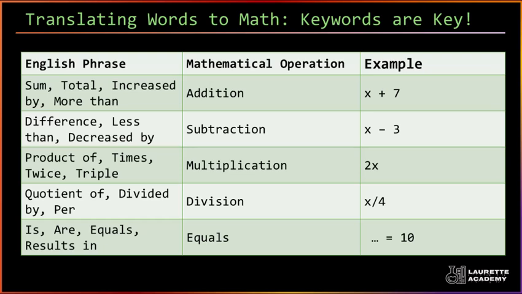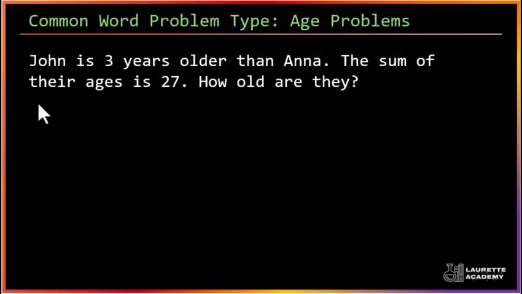Recognizing these patterns will make you so much more confident when you are staring down a complex word problem. Practice spotting these keywords. Let's tackle another popular type of word problem, age problems. These often involve comparing ages or sums of ages. Here is one. John is 3 years older than Anna. Together their ages add up to 27. How old are they?